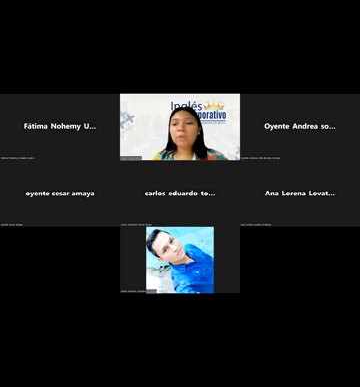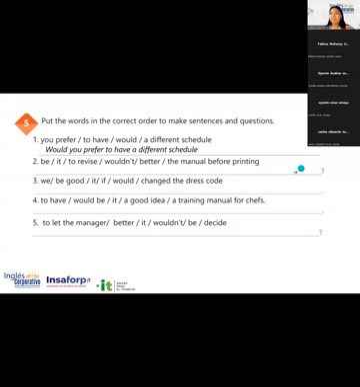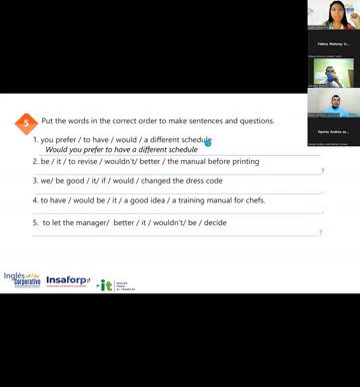Okay, let's continue with our class. Okay, so right here we have a couple of sentences and questions, all right? So we have number one. In number one, as you can see, guys, we have some part of the sentences, but we need to arrange them, okay? Because they are not organized. So we need to arrange the sentences. So we have number one and we have the example, okay? Would you prefer to have a different schedule? Okay, what about number two?